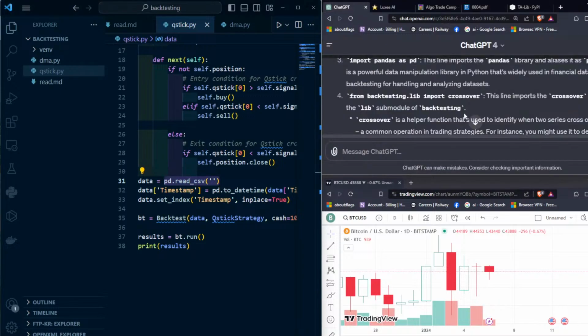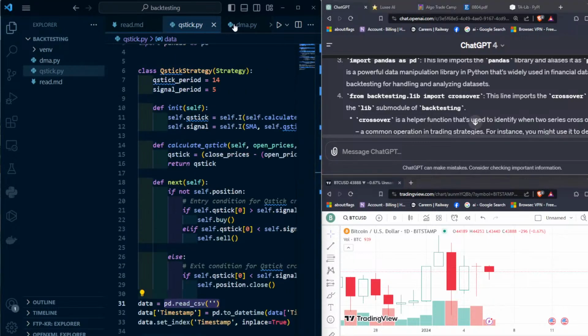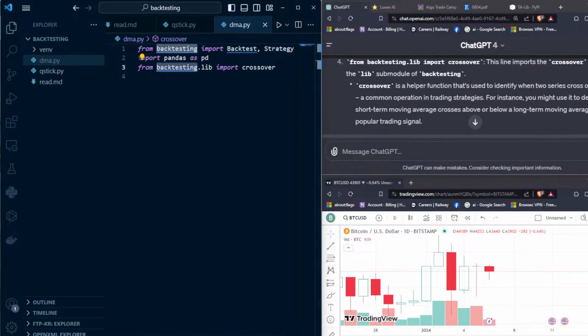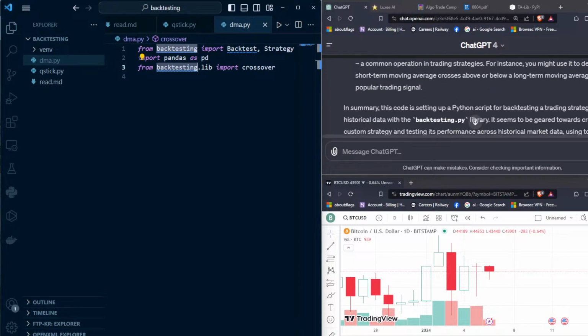All right, let's head here. From backtesting.lib import crossover. This line imports the crossover function from the lib submodule of backtesting. So basically, there is a submodule called lib inside of backtesting. Crossover is a helper function that's used to identify when two series cross over each other. A common operation in trading strategies, for instance, we might use it to detect when a short-term moving average crosses above or below a long-term moving average, which is a popular trading signal.